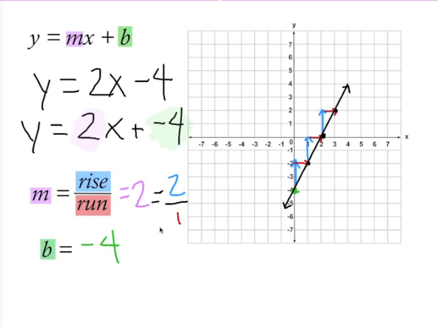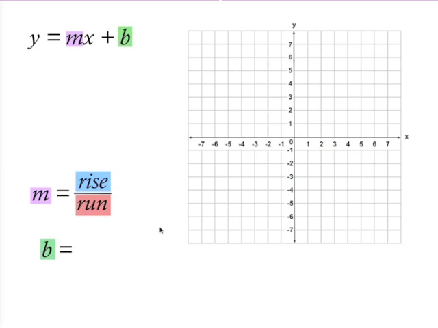And we're done. It looks like if we have the y-intercept and the slope, then we have everything that we need to graph a linear function. Let's try another one.